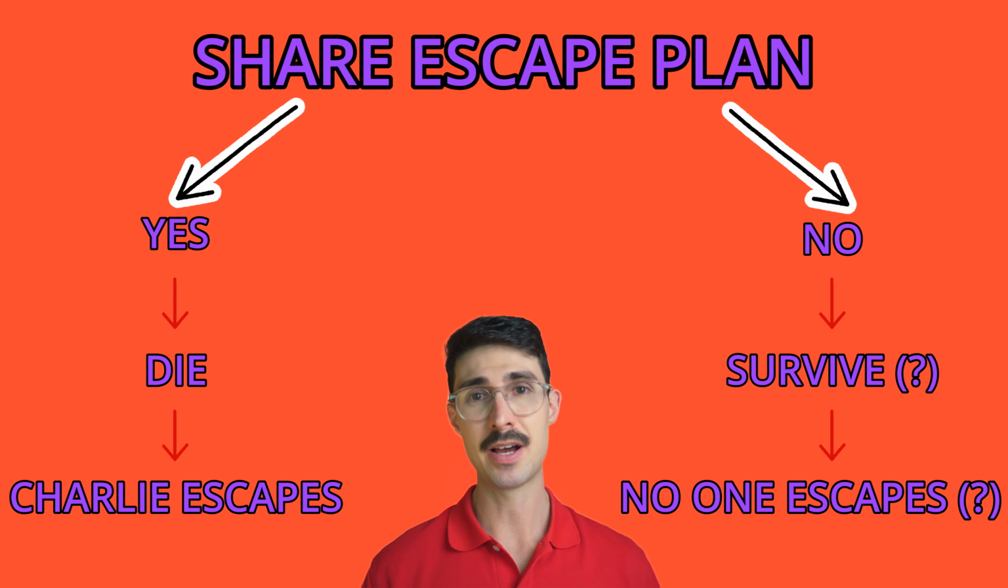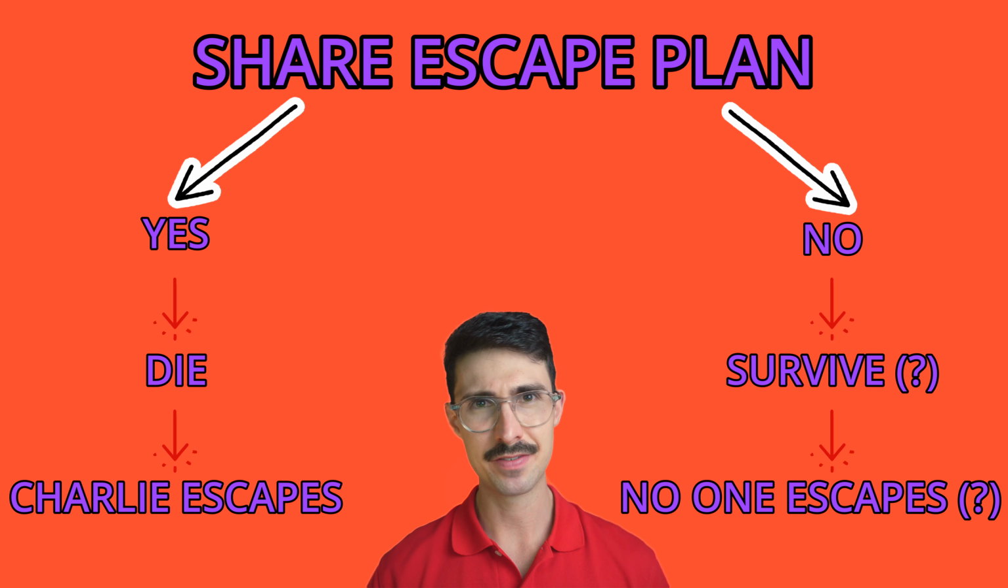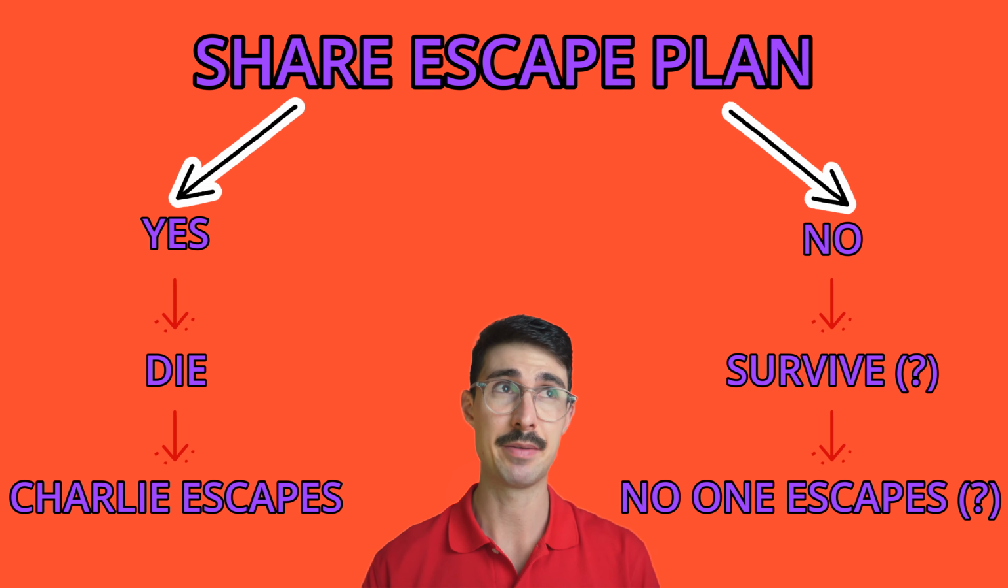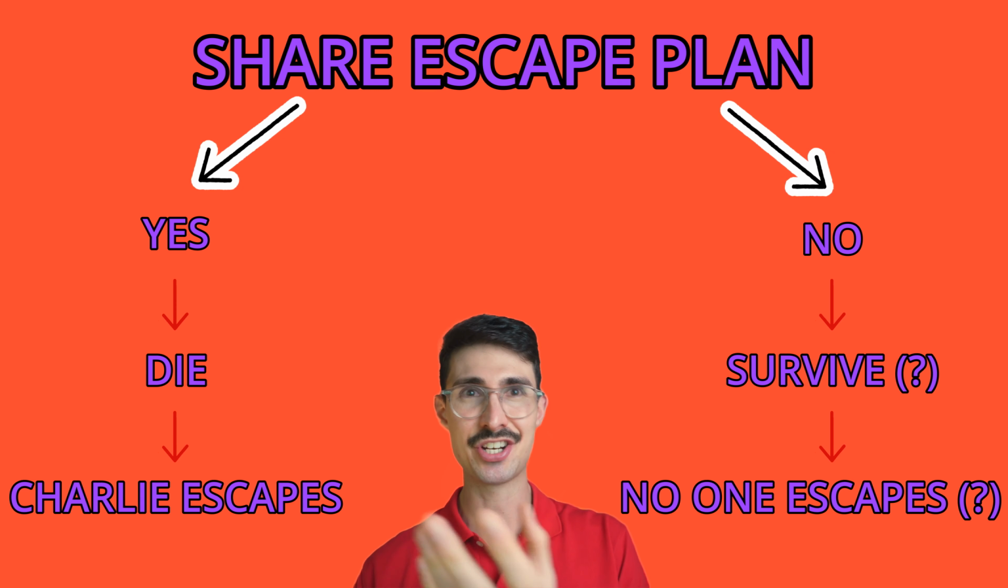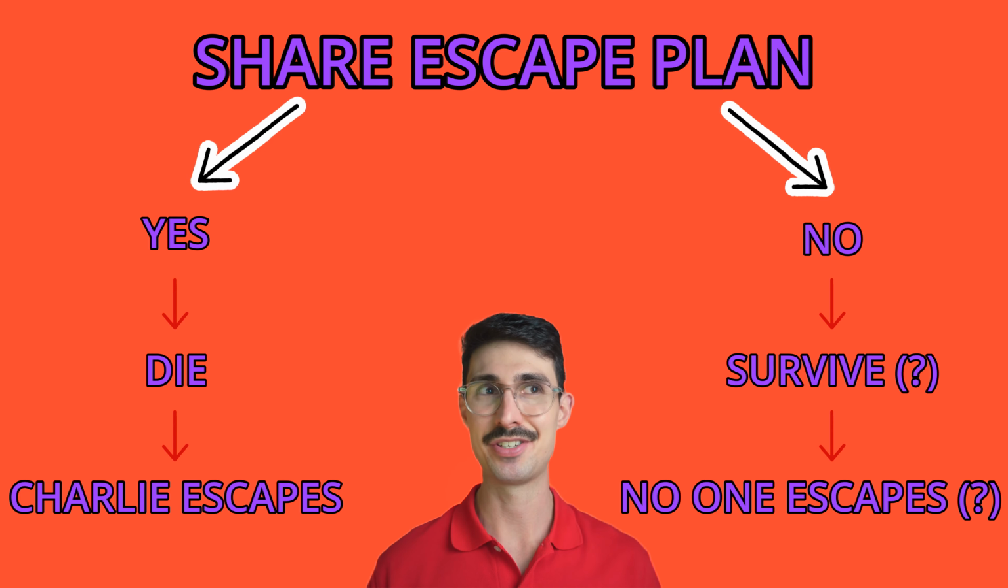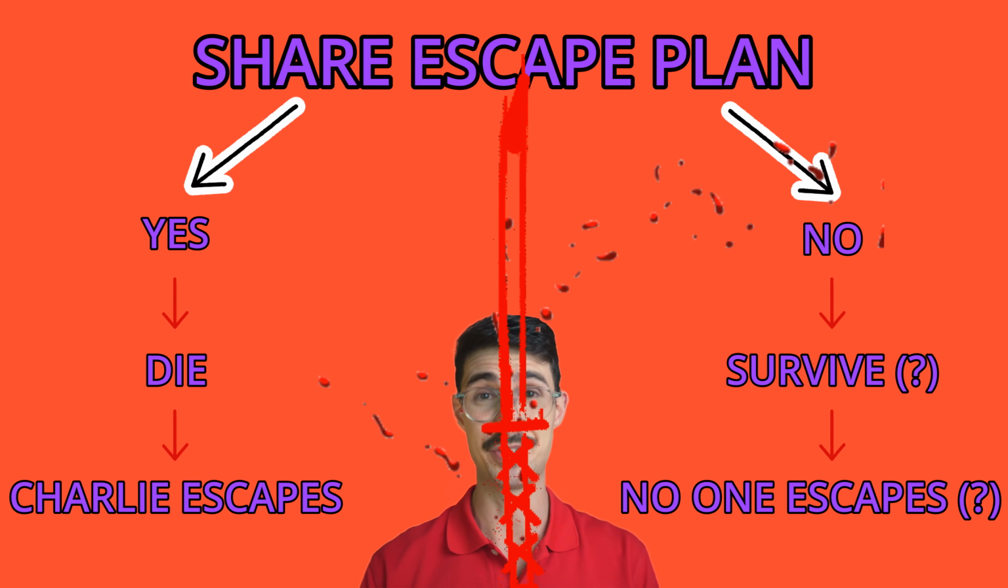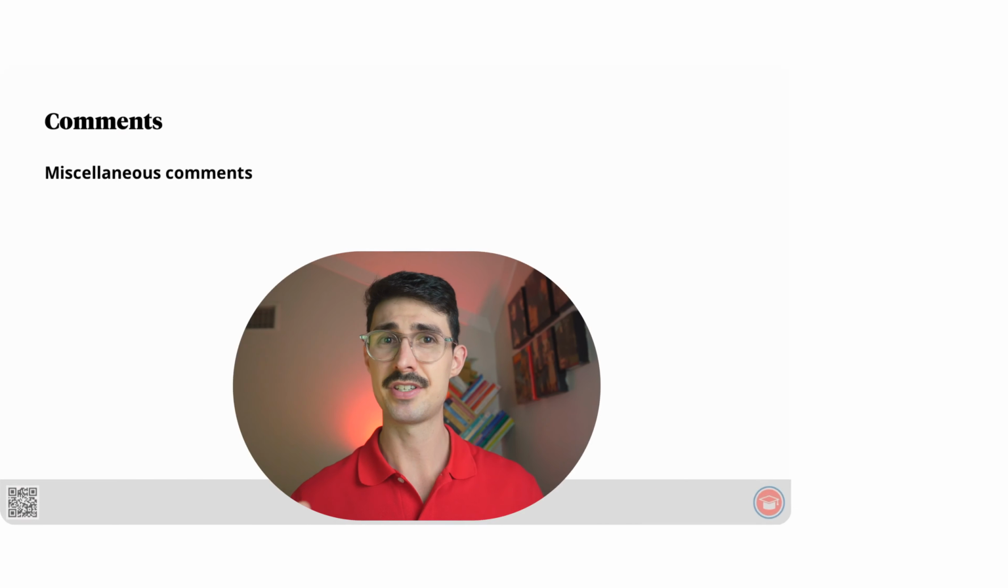In this part of the story, Charlie's dad wouldn't have died if he didn't share the escape plan with Charlie, but then Charlie wouldn't have the information he needed to escape. It's a double-edged sword. That's the setback element. Here are some miscellaneous comments.